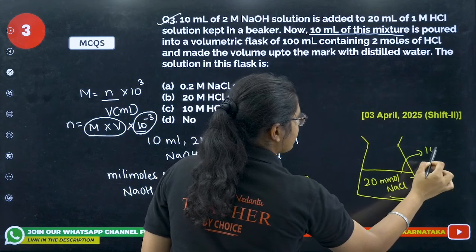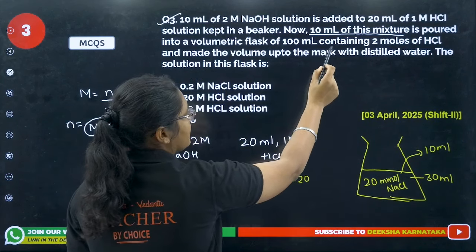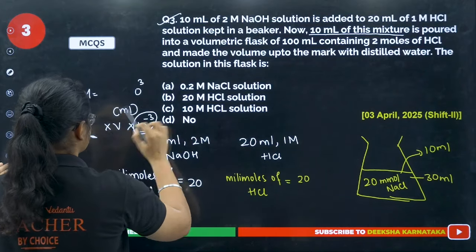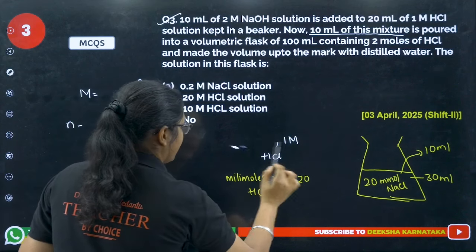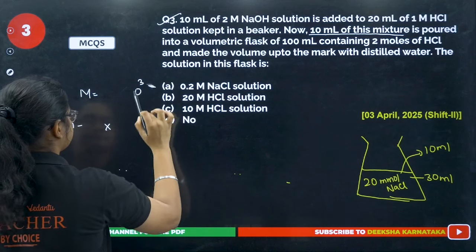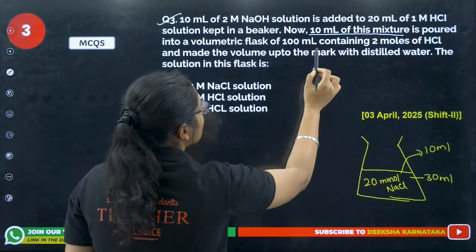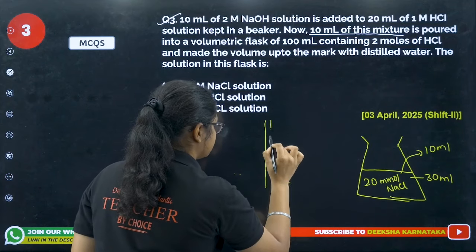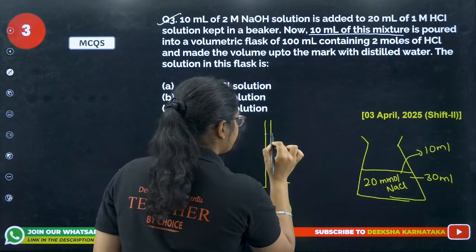10 ml of this mixture is poured into a volumetric flask of 100 ml containing 2 mole of HCl. So now what happens? See, I am erasing this. You will see how confusing this question was and actually how easy it is to solve. See, now what we have done. We have a volumetric flask, a volumetric flask of 100 ml.